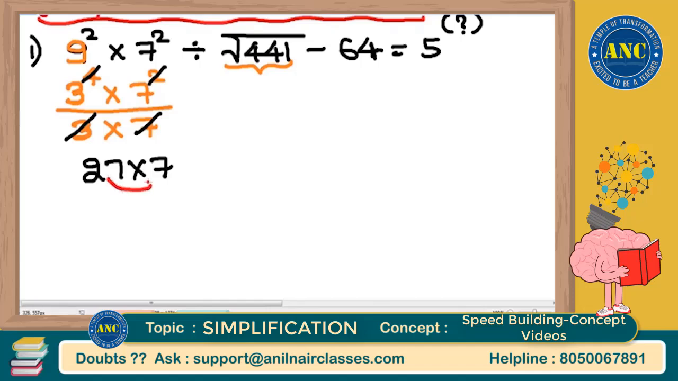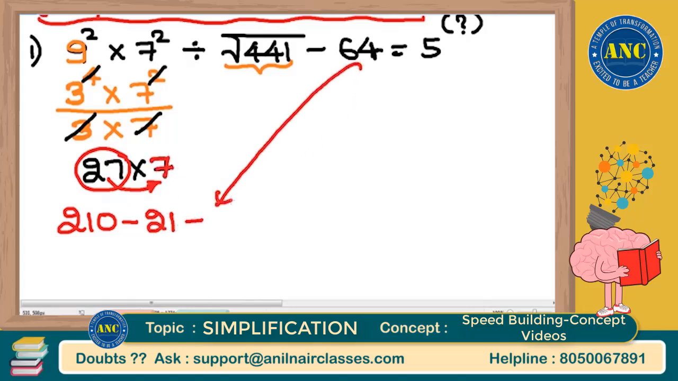Instead of doing 27 into 7, 30 into 7 is 210, but I exceeded 30 by going 3 units forward. Subtract that 3 units into 7. 3 into 7 is 21. Minus 64 I will write as it is, equal to 5 power question mark.